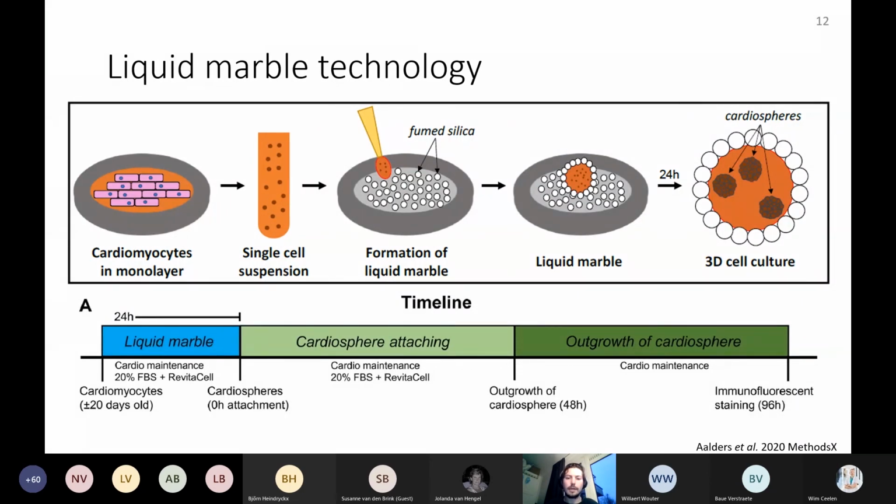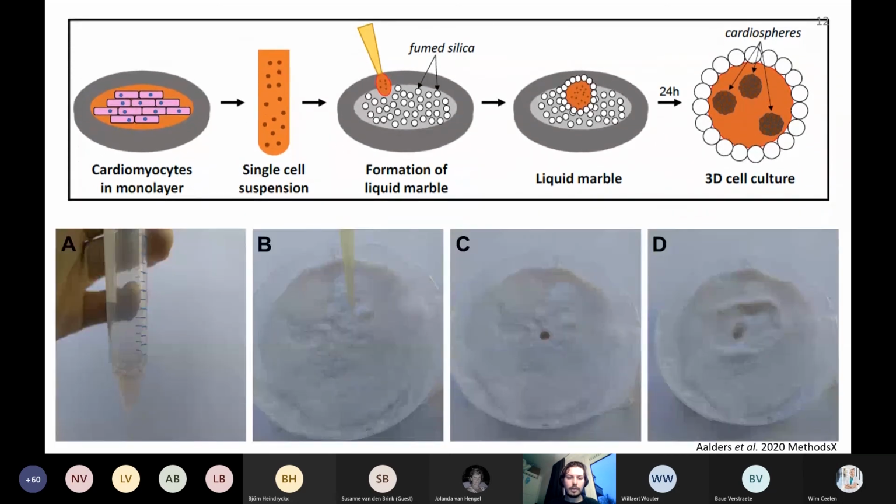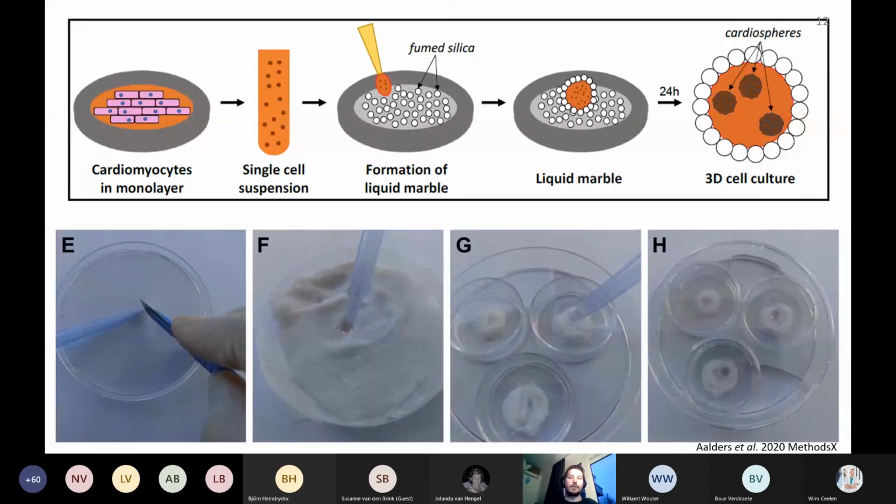This is a technology that makes use of a hydrophobic powder. In our case, that is a fumed silica. And how it works is you have a cell suspension. So here we started with a cell suspension. This can be the cardiomyocytes, but of course this can also be a co-culture. We place a little droplet in a hydrophobic bed. We swirl it around, and then we see that the hydrophobic powders, the particles, will encapsulate the marble, creating a microbioreactor. And by creating, it's creating the opportunity to create cardiospheres.